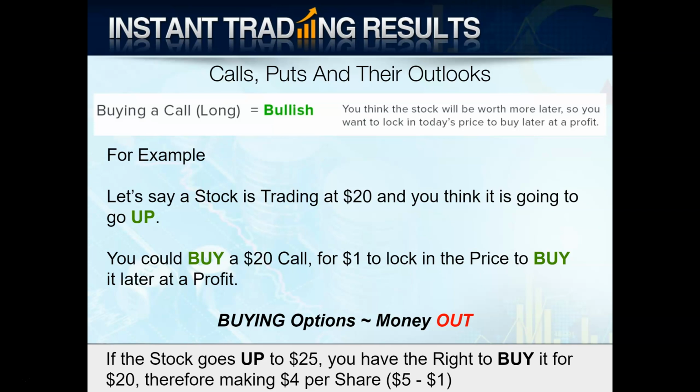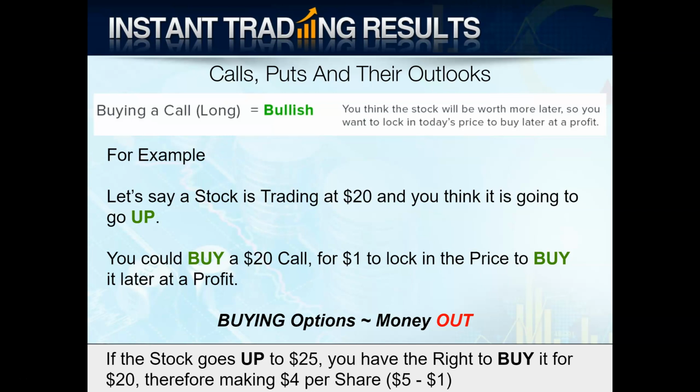Right? It costs you money to buy options. Now pay attention to that. When you buy options, money is going out. That's a clue to what we're going to get to shortly. So if the stock goes up to $25, you've just bought the rights to buy it at $20. So therefore you're going to make $4 per share. Right? How do we get that? Well, the option was 20, the stock is 25. There's a $5 difference there. So you've made $5, but you've only netted $4 because it cost you $1 for that option.